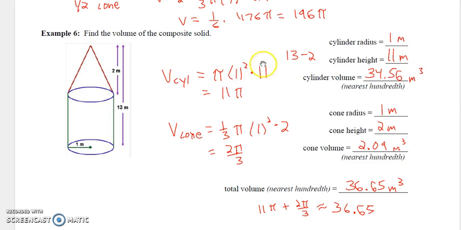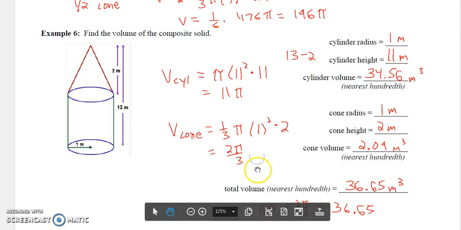Okay? So what's the volume of the cylinder? Pi times 1 squared times 11. Pi times r squared times height. That's 11 pi. What's the volume of the cone? 1/3 times pi times 1 squared times 2. So it's 2/3 pi. So here's the volume of the cylinder. Here's the volume of the cone. What's the total volume? I add them up.